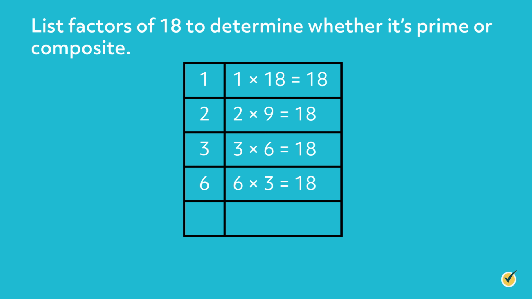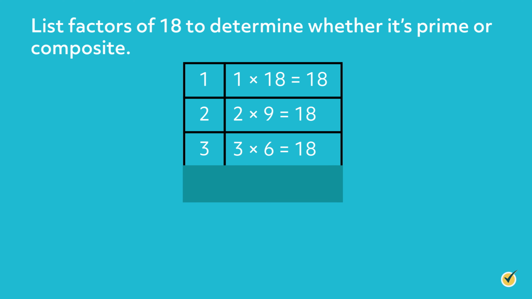6 times 3 equals 18, so 6 and 3 are factors. But we've already named these numbers as factors of 18 because 3 times 6 equals 18. Repeating factors indicate that there are no more factors of 18, and we've already named them all. So the factors of 18 are 1, 2, 3, 6, 9, and 18. Since there are several factors of 18, we can classify it as a composite number.